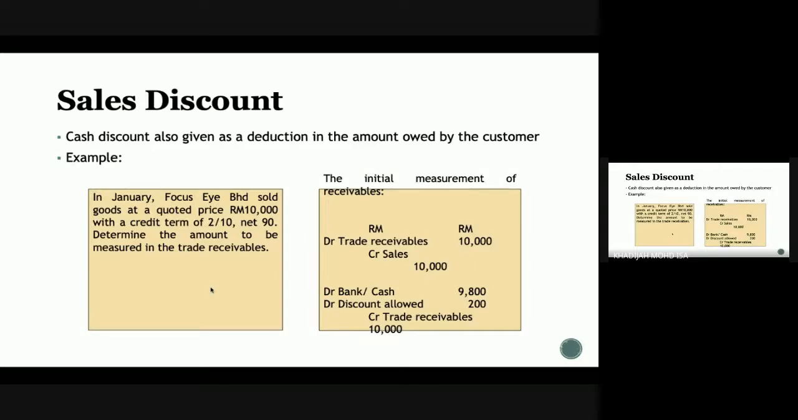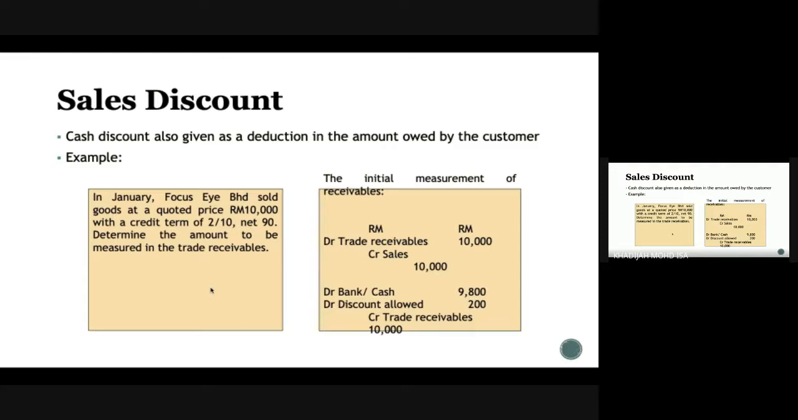So this is credit term 2/10, net 90. It means that if you pay within 10 days, I give you 2% off. But if you don't pay within that time, you are given 90 days to pay for that amount. Net 90 means the remaining number of days given as a credit.